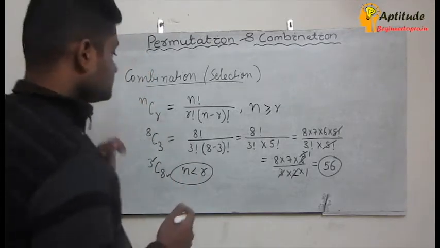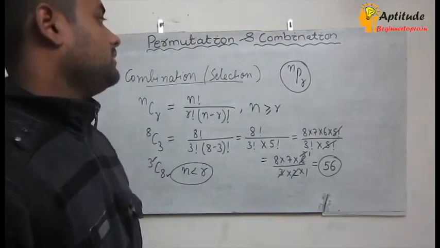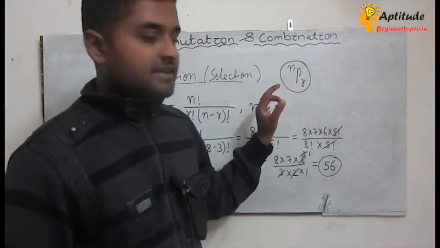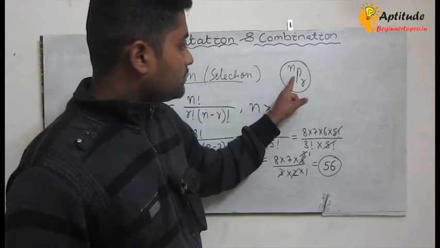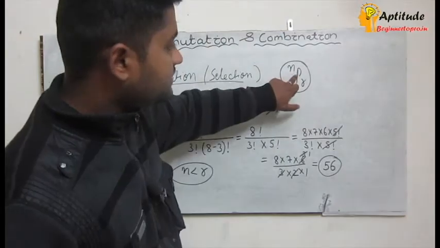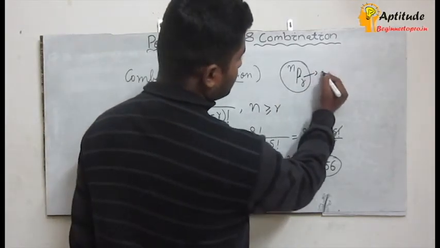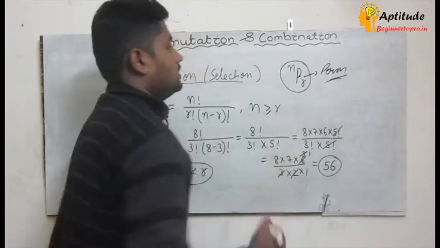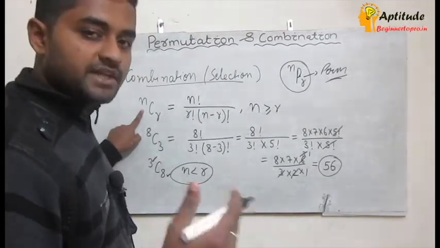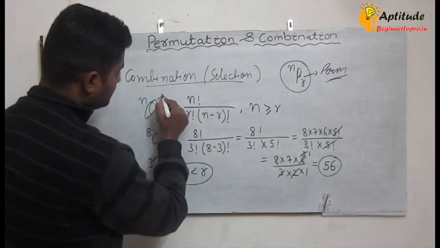One more thing, if someone asks what is nPr, you will say that nPr is the number of permutations of n things taking r at a time. Here P means permutations. Similarly, what is nCr? nCr is the number of combinations of n things taking r at a time. So here C means combinations.